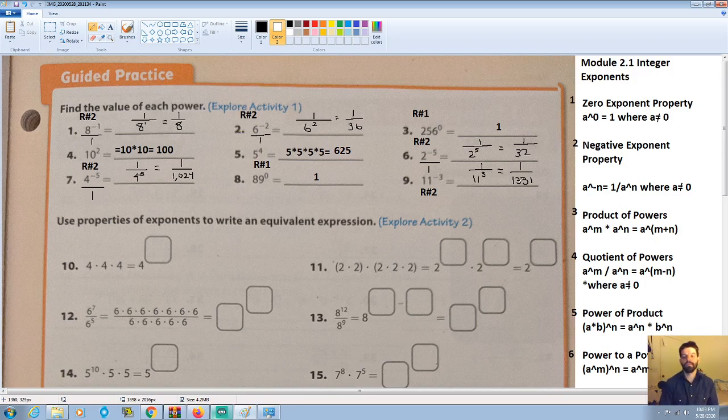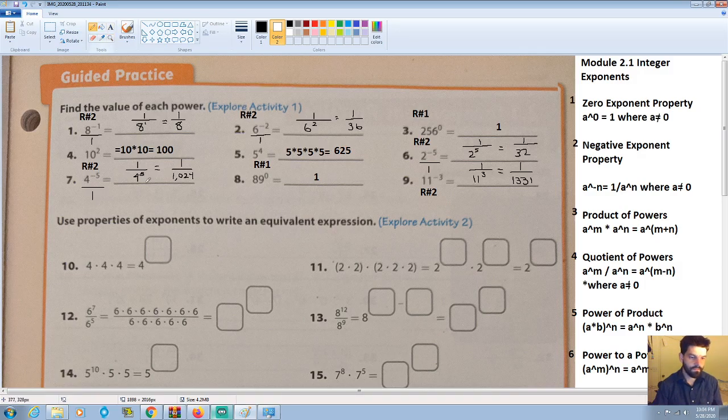So 11 times 11 is 121, and 121 times 11 is 1,331. Okay, so that's for the first part. So far we've only looked at rules 1 and 2, but that's okay. We're going to start to look at some other ones here.